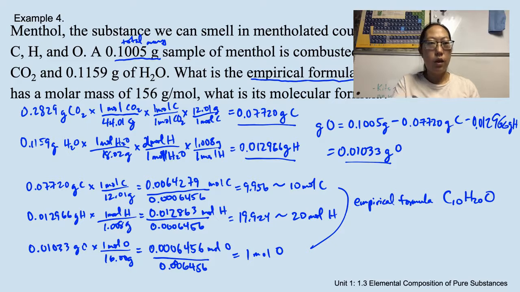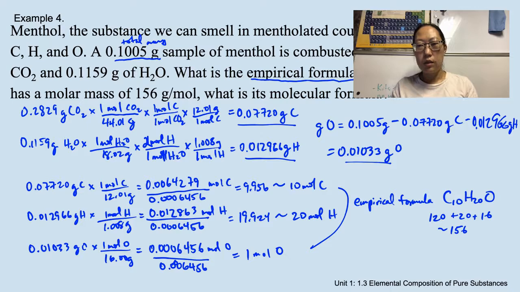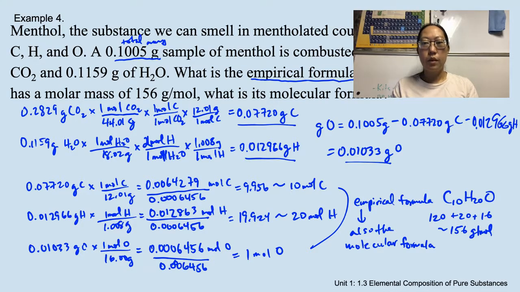And then if we want to check our molar mass, we can do a quick check here. 120 plus 20 plus 16. Well, that looks like it. That's giving us 156. So this is also the molecular formula because the molar mass of the empirical formula is the same as the molar mass of the molecular formula. Okay, so that's our combustion analysis example there.